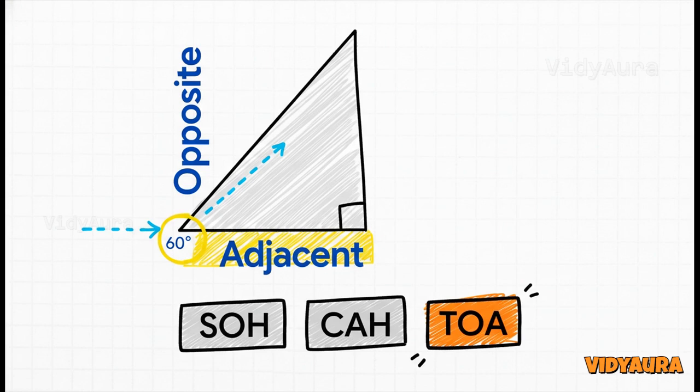All right, step 2. Now we need to choose our tool: sin, cos, or tan. Well, let's look at our angle, 60 degrees. What do we have? We want to find the side AB, which is opposite the angle, and we know the side BC, which is adjacent to the angle. So we have opposite and adjacent. Let's think. SOH, CAH, TOA. Which one uses O and A? It's TOA. So tangent is our guy.